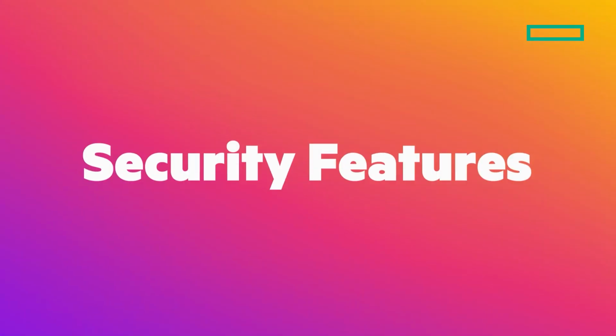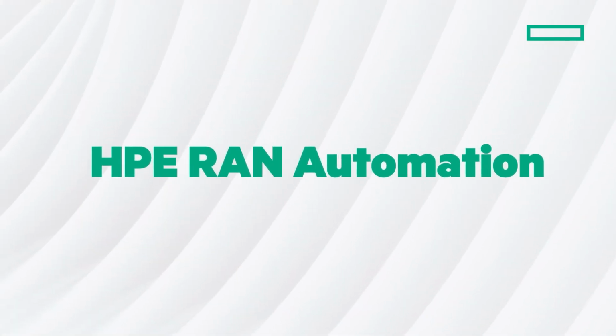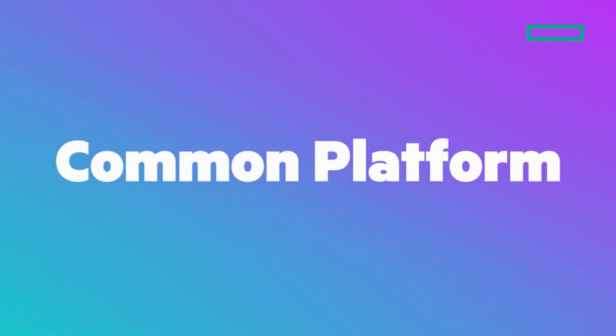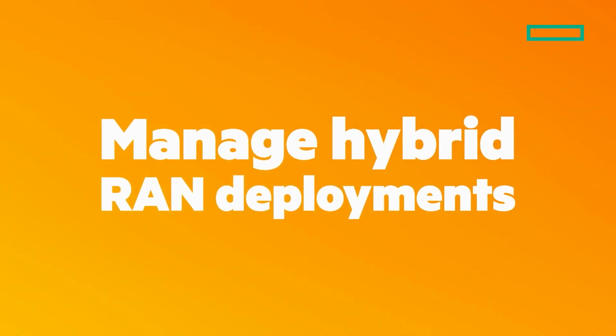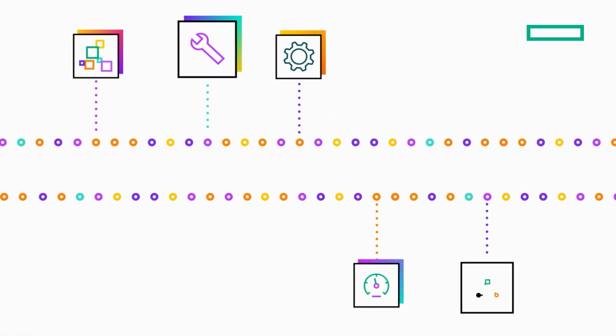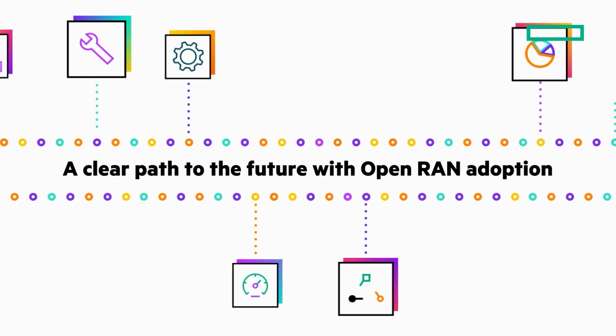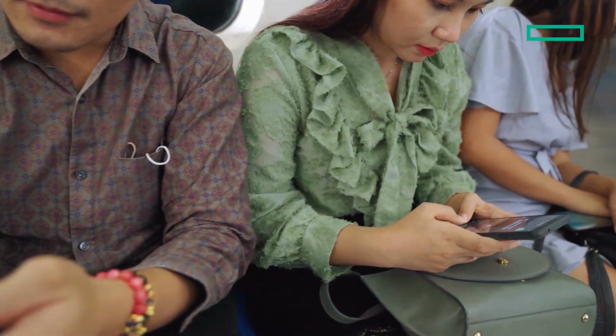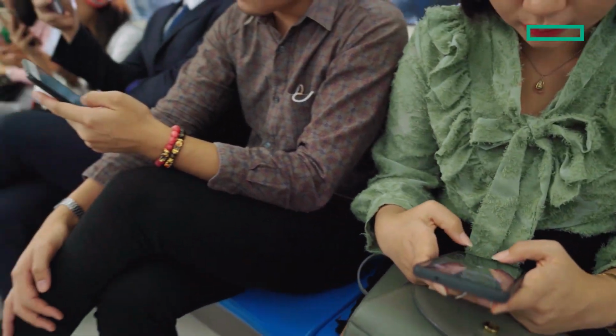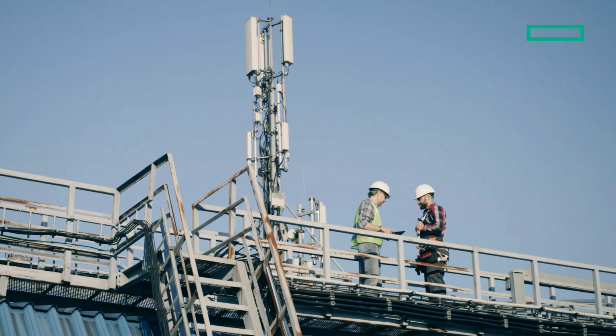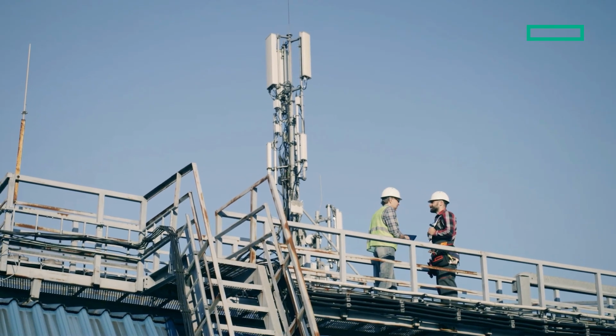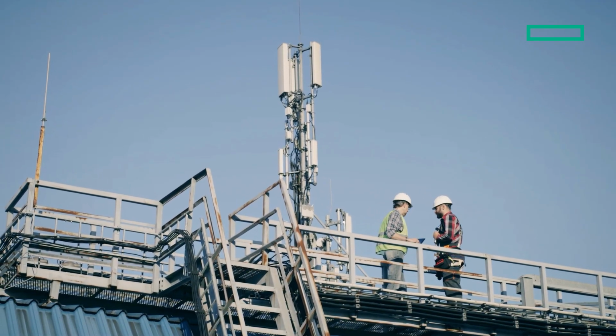With best-in-class security features, HPE RAN Automation can be used as a common platform to manage hybrid RAN deployments, offering consistent solutions with a clear path to the future with Open RAN adoption. Open RAN is key to adapting to a changing technology landscape and enabling the higher value benefits of 5G services. It can be complex, error-prone, and high-touch, but it doesn't need to be.